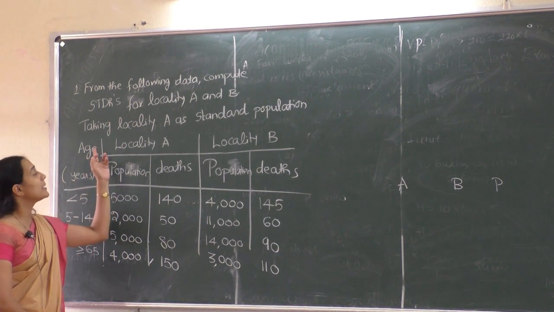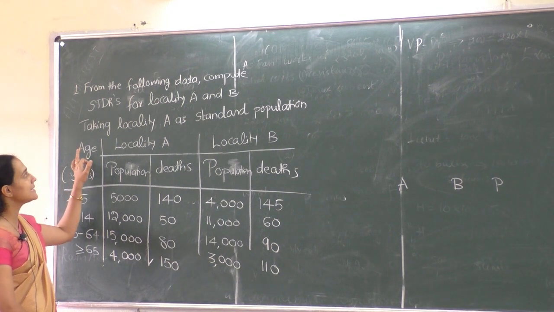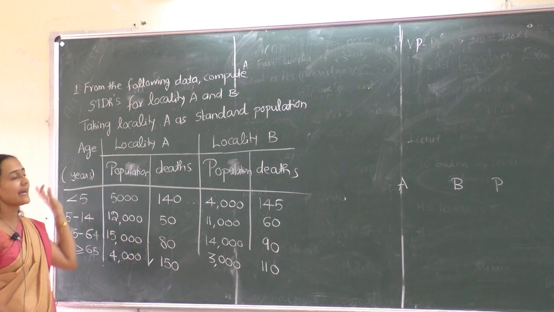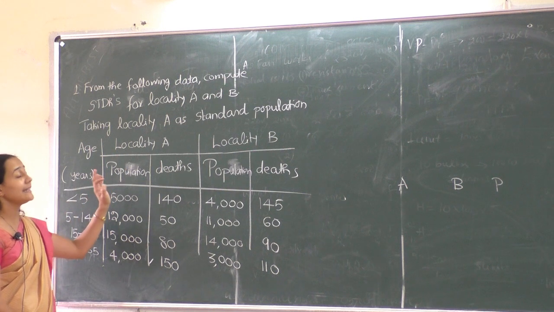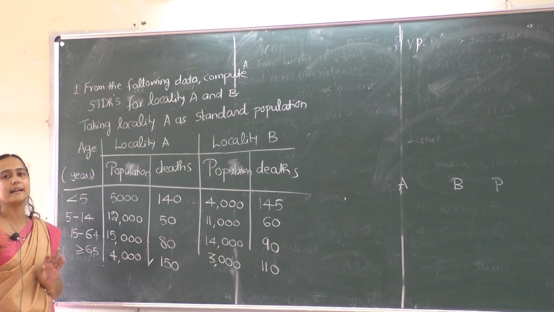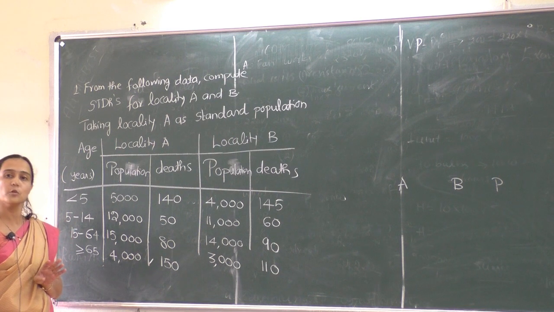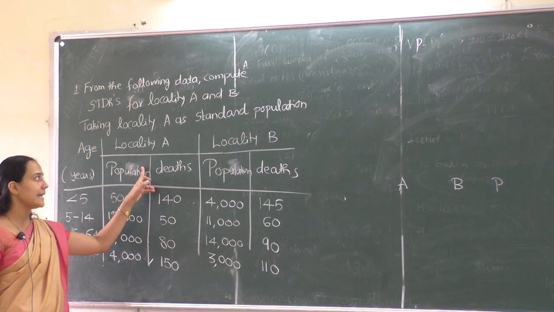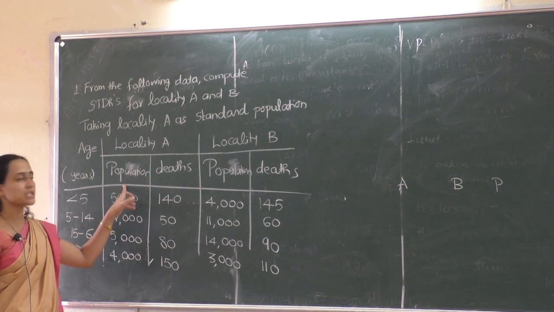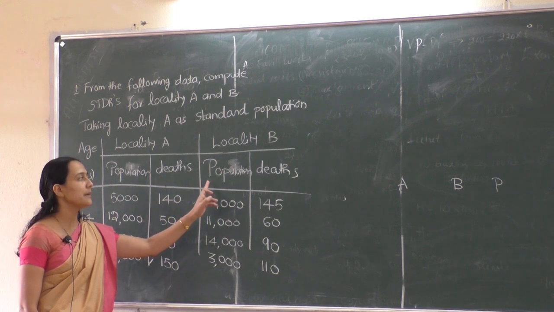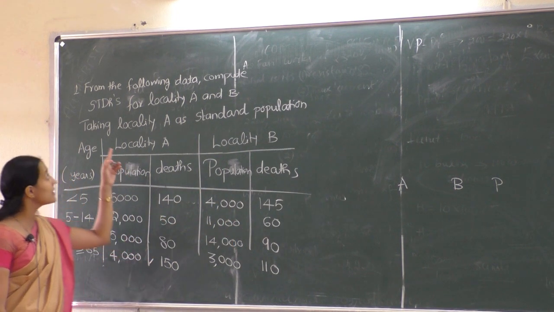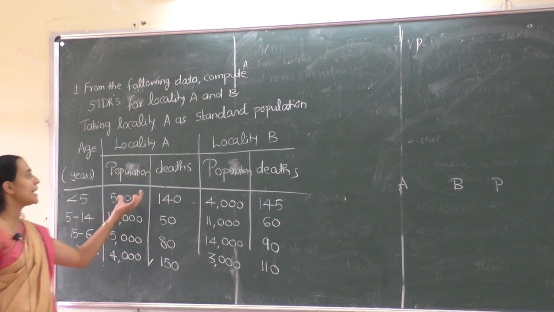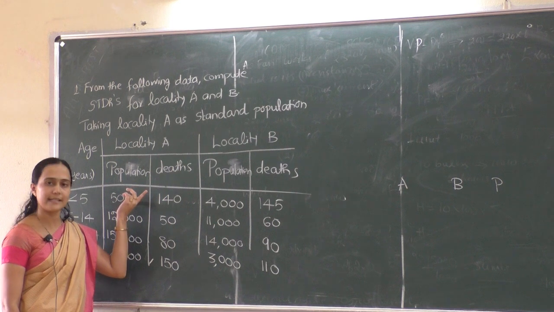Take this question: from the following data compute STDRs for locality A and locality B, taking locality A as the standard population. Even if they don't ask, we have to write the comment also, on which population is healthier. Age composition is given, then locality A population and deaths, then locality B population and deaths. They have given that locality A is the standard population, so we have to take locality A as the standard population.